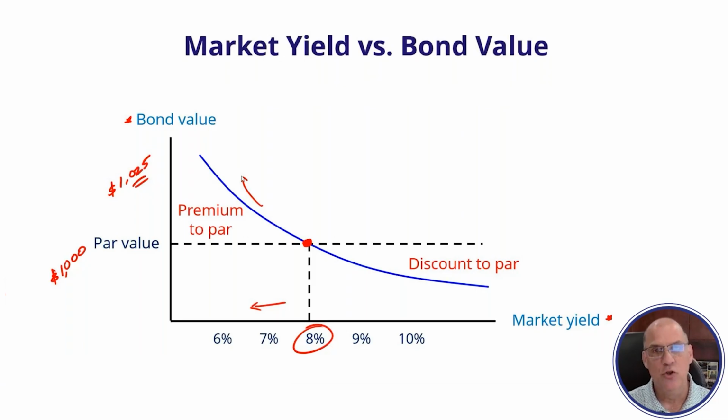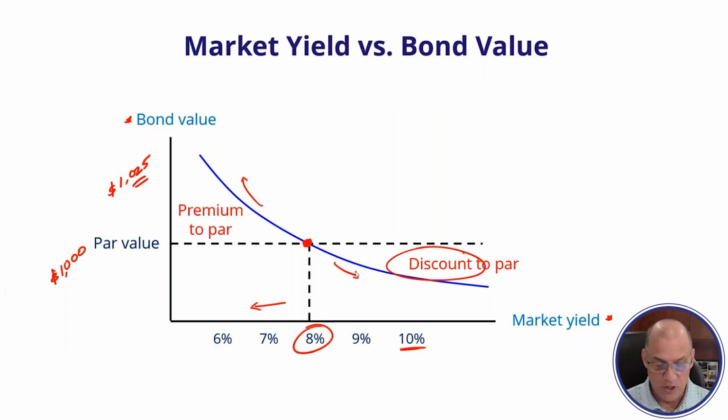But what happens if interest rates go up? What happens if now we're at a 10% interest rate, right? Well, no one's going to want to buy your 8% bond, so you've got to lower the price on that bond in order to sell it, which means you're going to sell it at a discount. So you're going down this way.